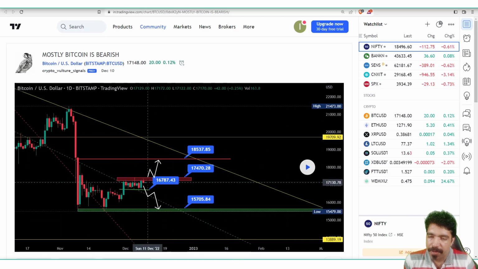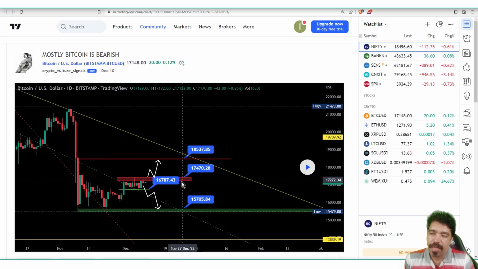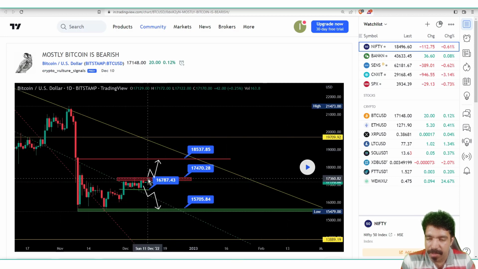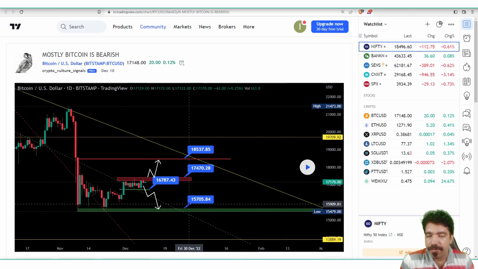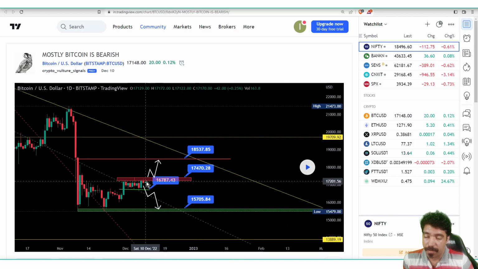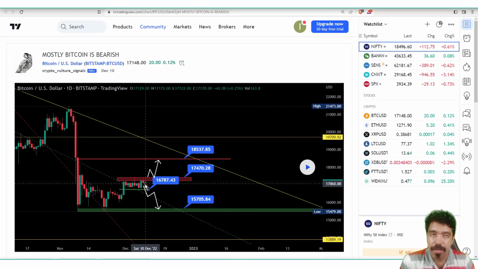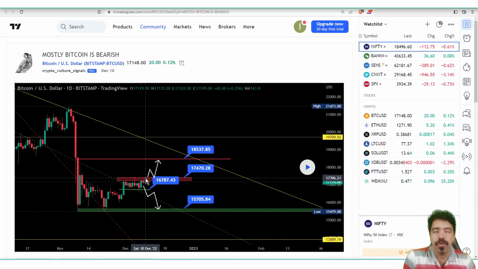As per the analysis, if the price action breaks this resistance, then it can go up till $18,537. And if the price does not break this resistance, then there is a strong possibility that the price of Bitcoin will go till $15,705. So at this particular price, we need to wait for a while to check whether this resistance is being broken or not. That's how we can use the ideas section to know the analysis of the top traders.